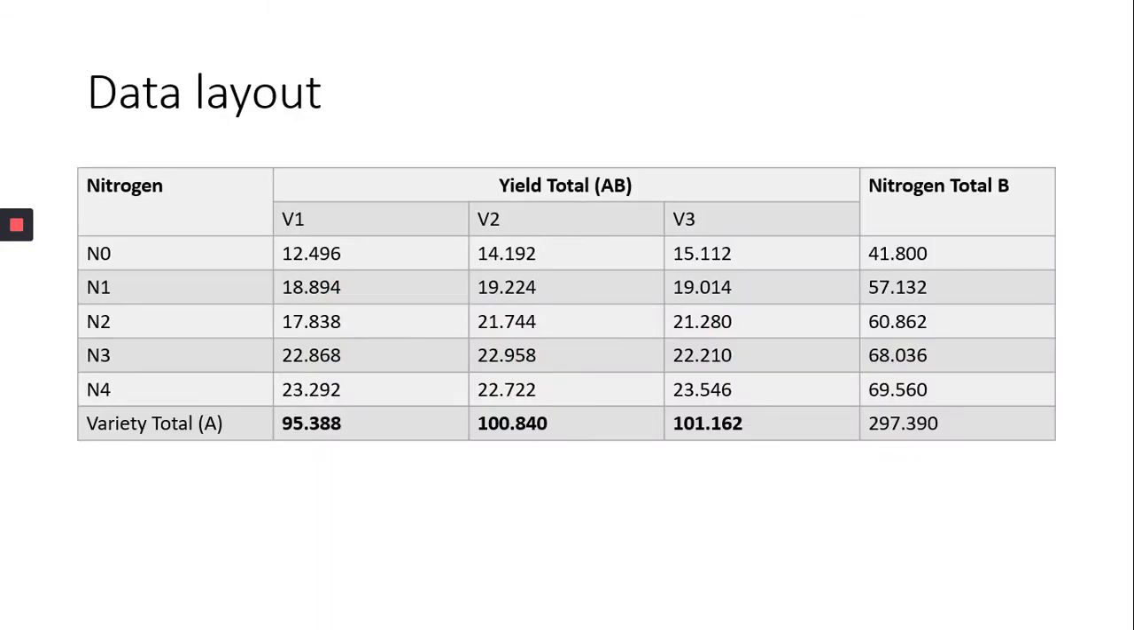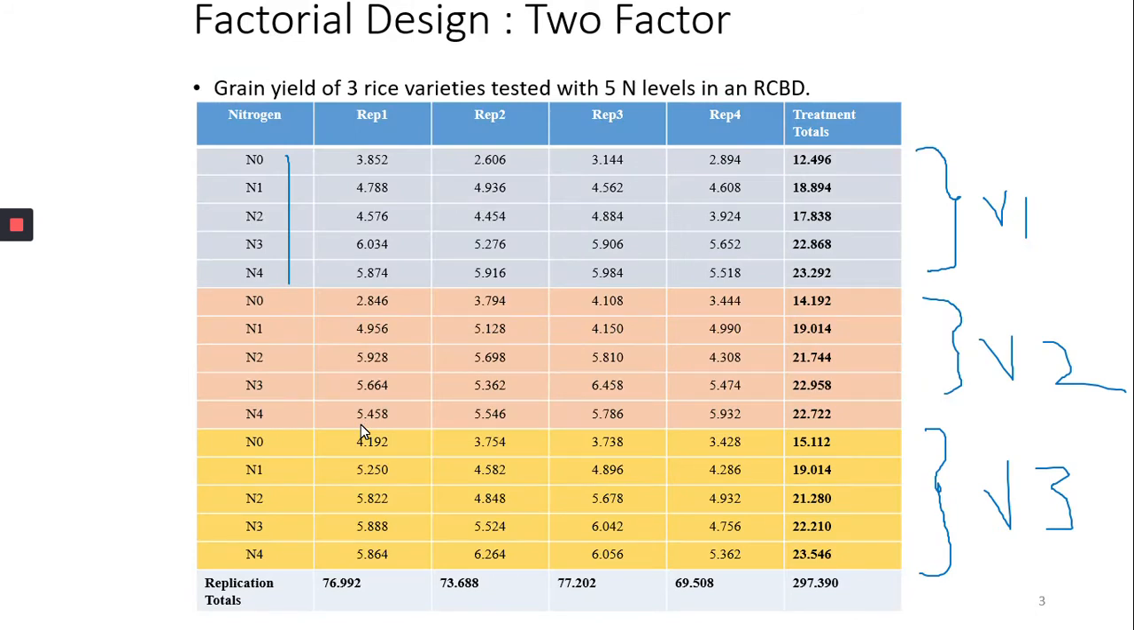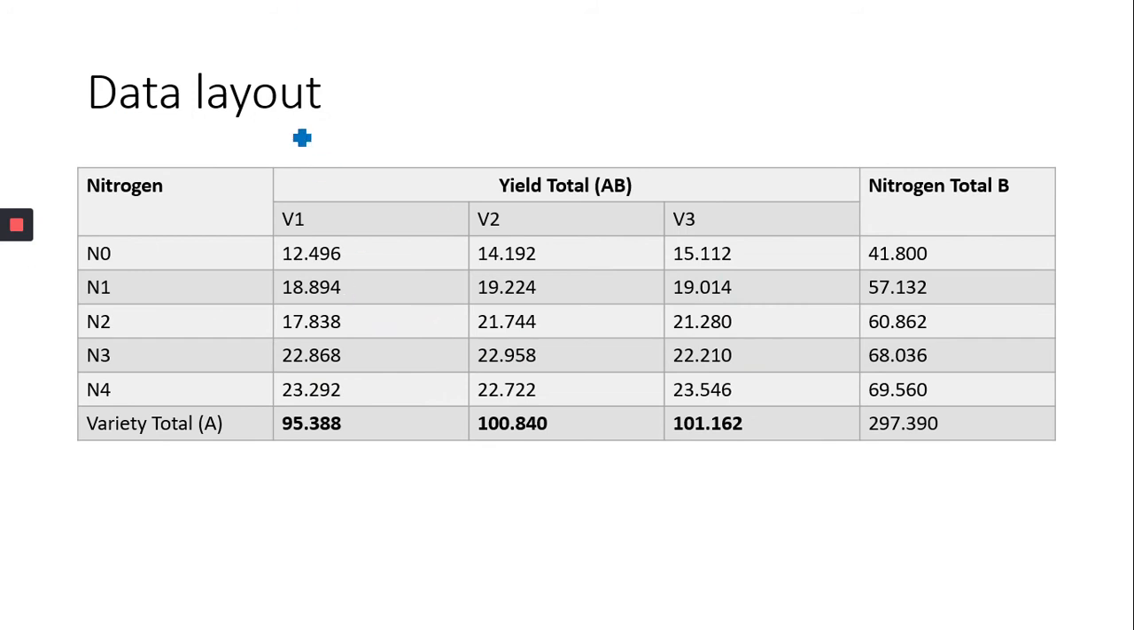Now, for purposes of fitting a factorial ANOVA for RCBD, we lay our data in such a way that for each level we are able to get the total, and for each level of a variety we are able to get the total. So this is just what we are getting from here. When you are given the data in this manner, you must make sure you rewrite the data in such a way that V1, V2, V3, 1, 2, 3, 4, 5, across the different replicates.